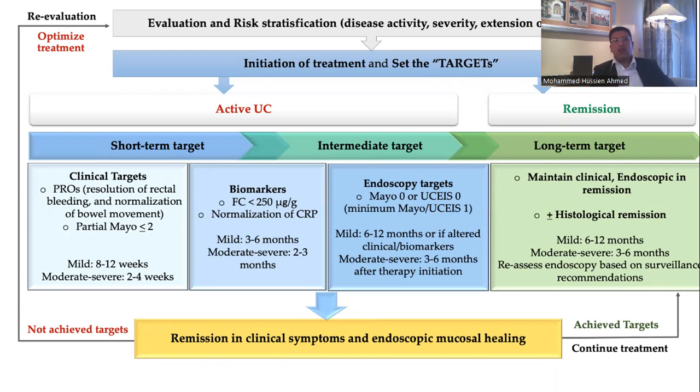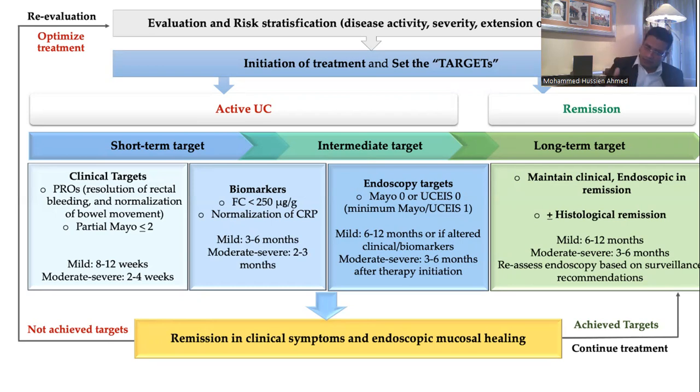Short-term targets: clinical improvement. We look for resolution of all symptoms of IBD activity, such as bleeding and bowel habits, and even improvement in the Mayo score of the patient to less than 2. We have to follow up the patient to confirm that they achieve the clinical targets: in mild cases every 8 to 12 weeks, and in moderate to severe cases every 2 to 4 weeks, until we confirm that the patient achieves the short-term targets during disease activity.